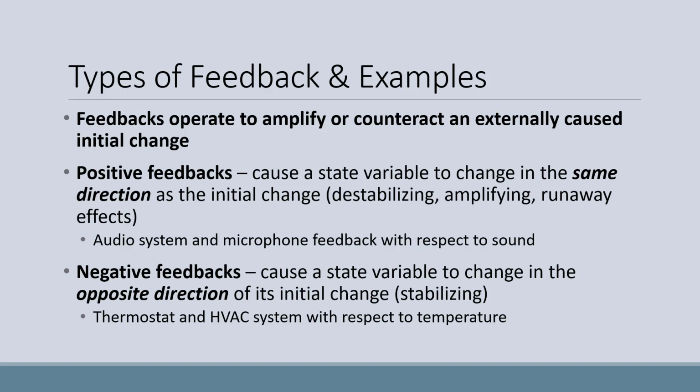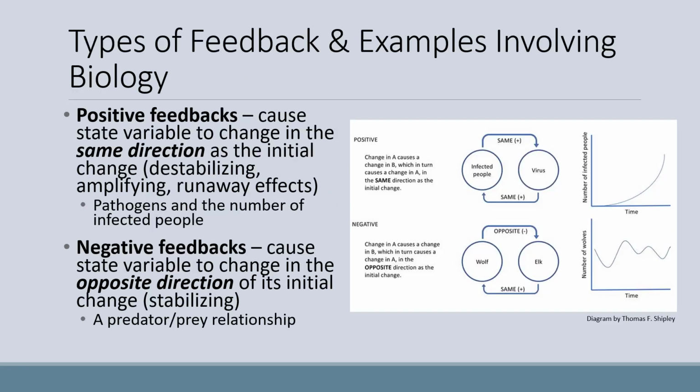Negative feedbacks cause a state variable to change in the opposite direction of its initial change, that is, stabilizing for a system. A thermostat and heating and cooling system with respect to temperature is an example of a negative feedback. This slide also covers examples of feedbacks, just biotic examples are given, meaning that an example involves living organisms.